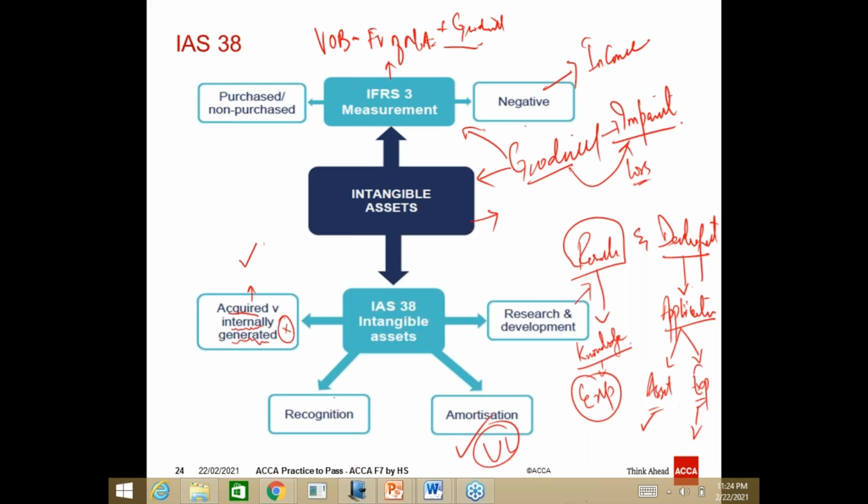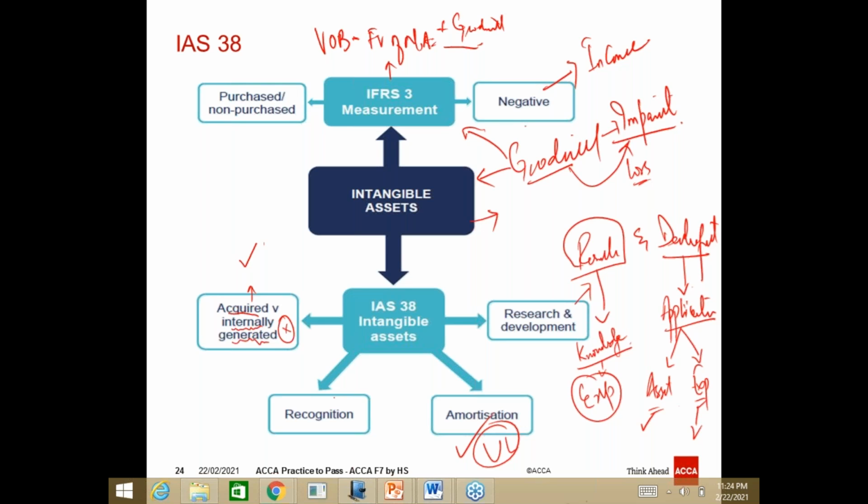Negative goodwill is also called gain from bargain purchase, which will be recognized as income. What about purchased research? Purchased research can be capitalized, because if you are purchasing research from someone, that means this is useful research and it is going to give you a benefit in the future, so you can capitalize it.